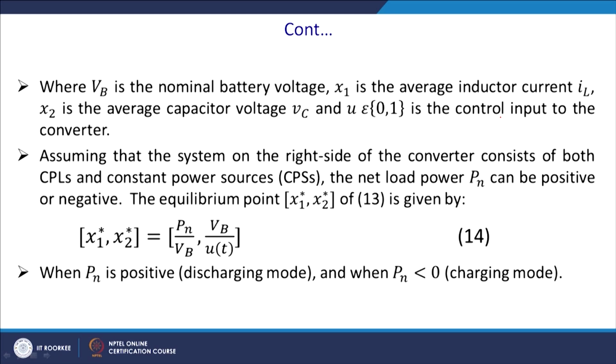Assuming that the system on the right hand side of the converter consists of both CPLs and a constant power source, the net load power P n can be positive or negative. The equilibrium point x 1 and x 2 can definitely be recalculated: x 1 and x 2 equal P n by V b and V b by U t, where P n is positive in discharging mode and P n is negative in charging mode.